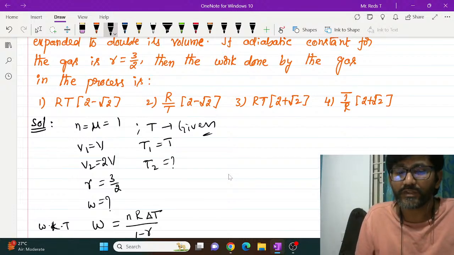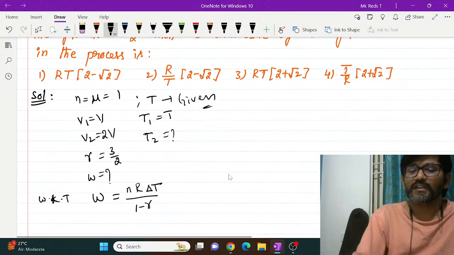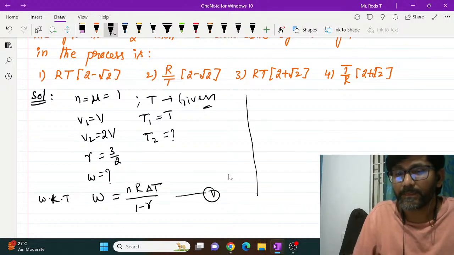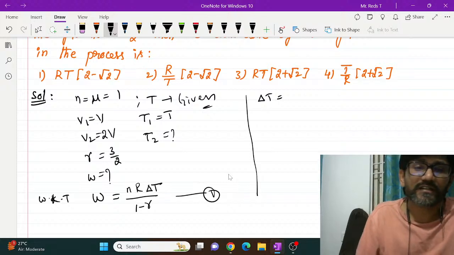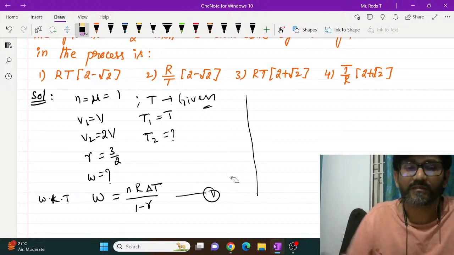So you have to get the change in temperature, you should know this. Then you have to substitute. For that purpose, you have to use one simple relation here. You can take, this is equation 1. Here delta T is equal to Tf minus Ti. First you have to take what is the relation between the given parameters and temperature.